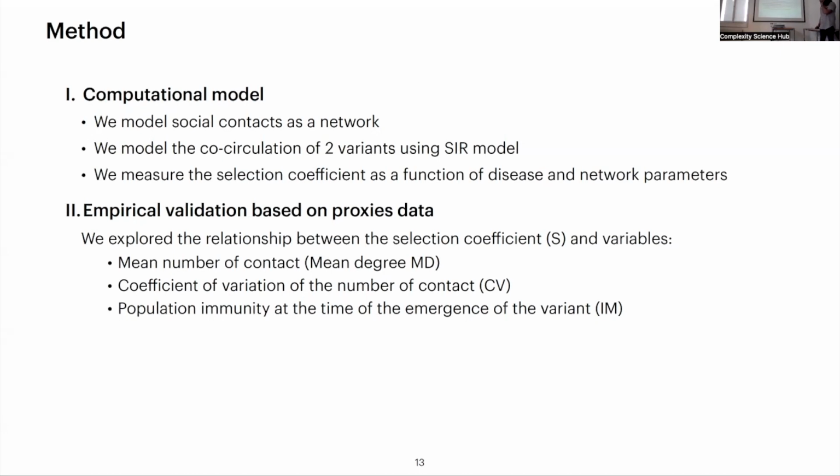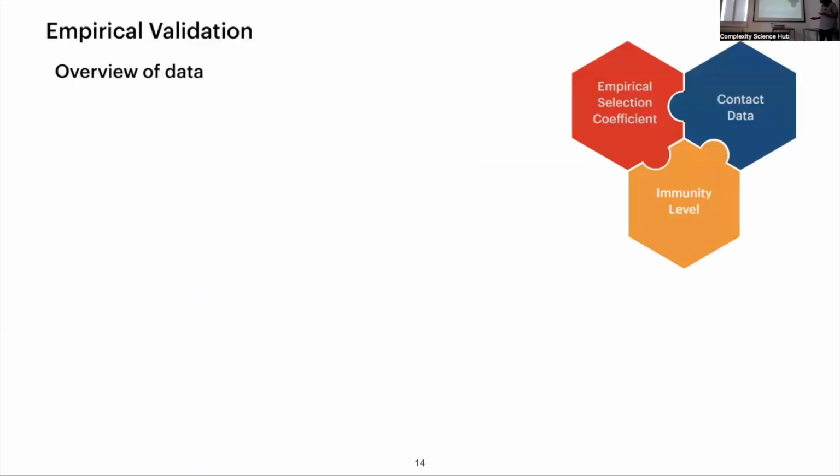Well, okay, here, as I said before, we have three main parameters: mean degree, CV, and immunity level. And we have the selection coefficient. So we want to empirically model the selection coefficient as a function of mean degree, CV, and immunity level. This is not a simulation. I'm just talking about real data, if we can find any. To do that, we need three pieces of data: empirical selection coefficient, contact data, and immunity level.